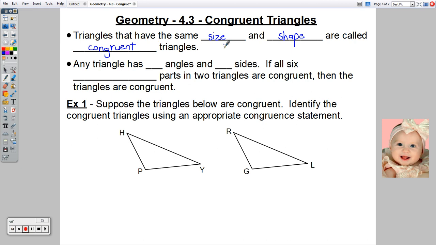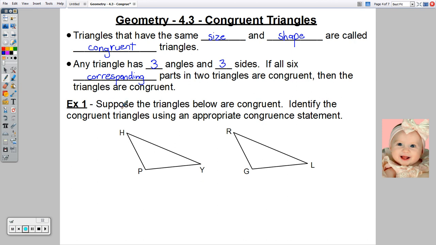Now we're talking about two-dimensional figures instead of a one-dimensional figure like a segment, so they're going to have the same size and shape. Any triangle has three angles and three sides. So if that's the case, all six corresponding parts have to match up. So this should say if all six corresponding parts in two triangles are congruent, then the triangles are congruent. That's how we know if triangles are actually congruent. So all six parts have to match up.